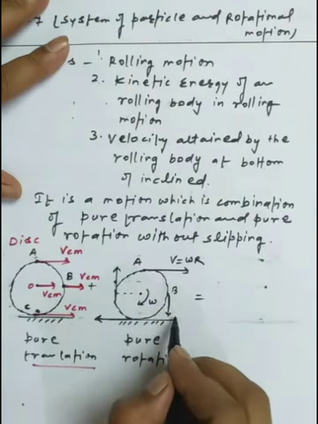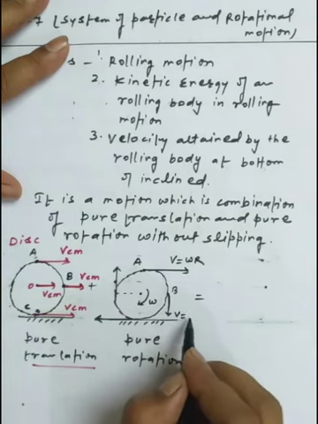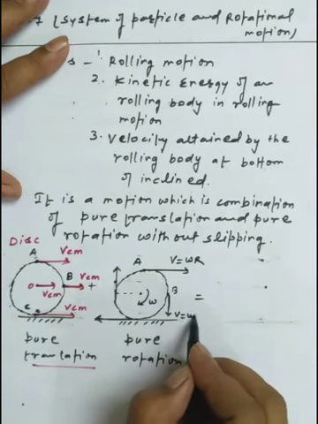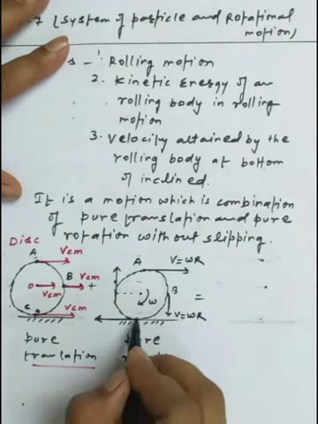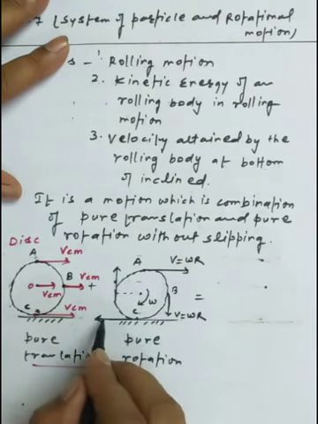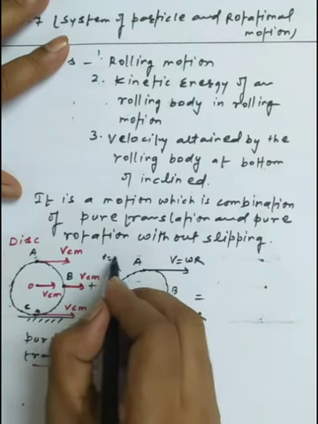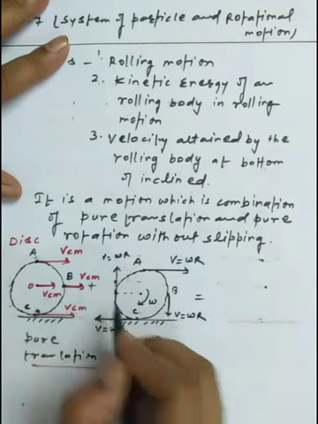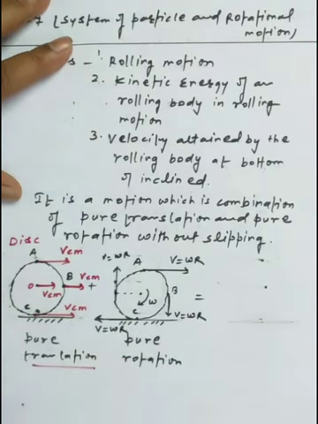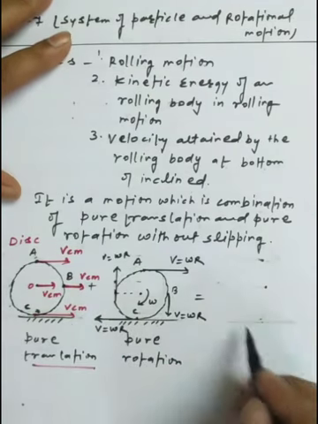Similarly, the particle at B has tangential velocity v equals omega r. This is also the case for particle C, v equals omega r, and the same holds for the other particles. Okay, now we are mixing these two motions.